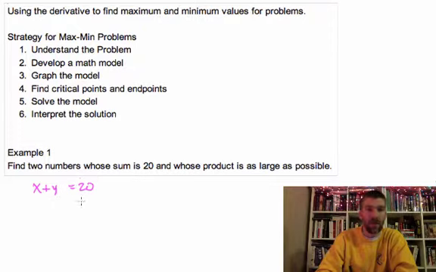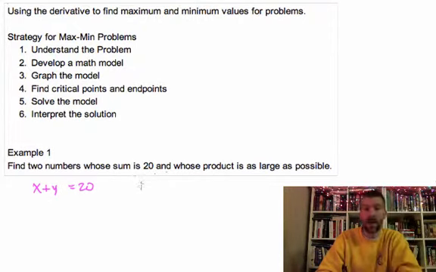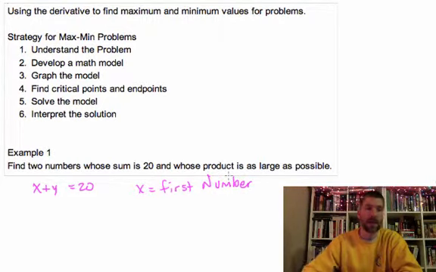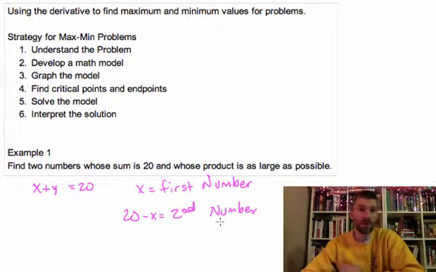So what I'm going to do is let x be my first number choice. And remember, I can only go up to 20. So if I pick x to be my first number, then 20 minus x would be my second number. So those are the two things that I'm dealing with.